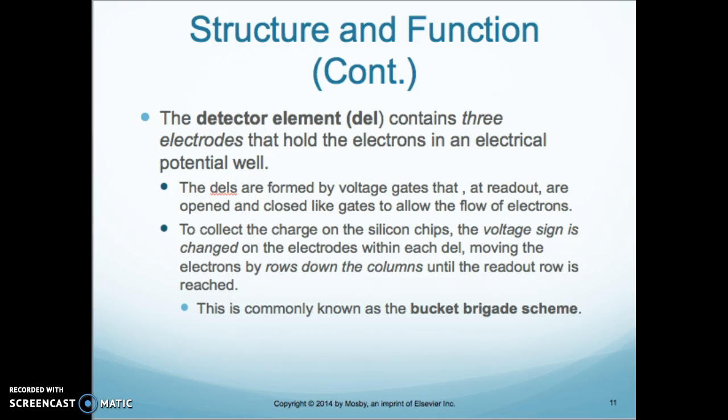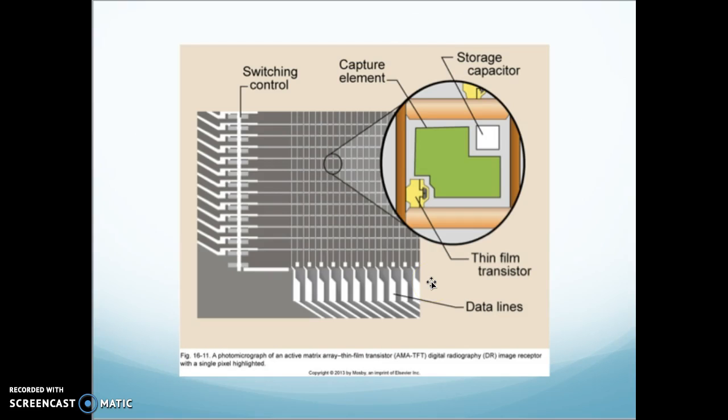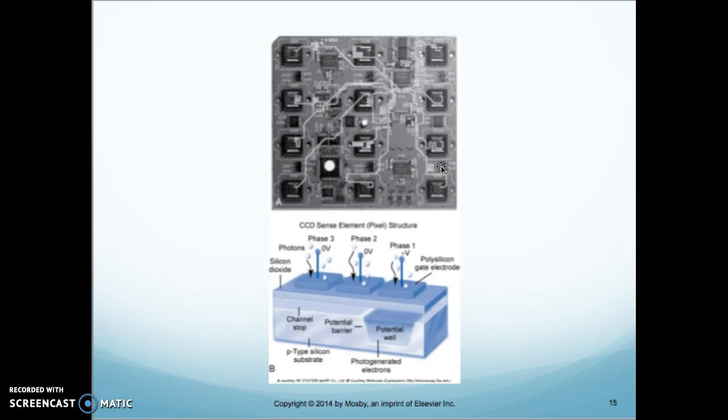This is known as the bucket brigade scheme. Here is your typical layout: you've got your storage capacitor and your TFT, and you can see the rows and the columns here. You have active drivers and a glass substrate, and your ADC converter. Here is another picture of just a piece of it. You have your storage capacitor, your thin film transistor, your TFT, and your capture element is in the middle, the well. So same thing there.